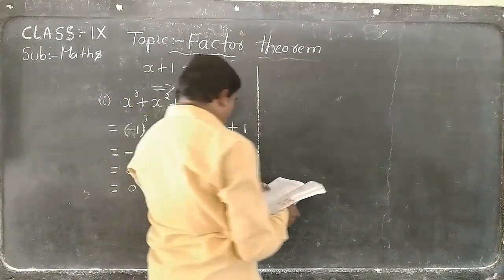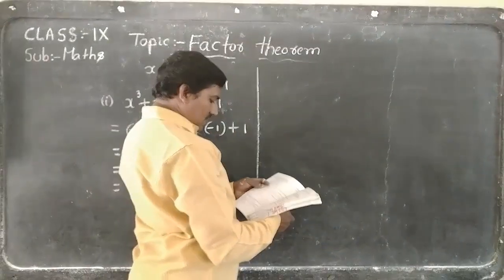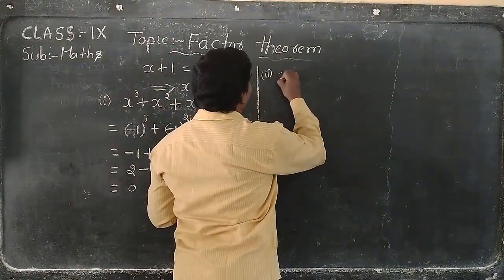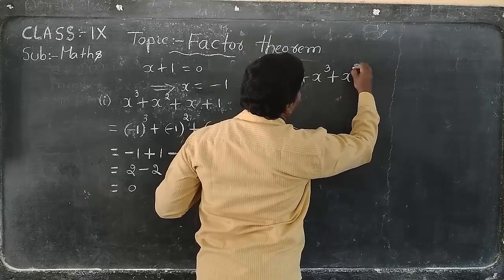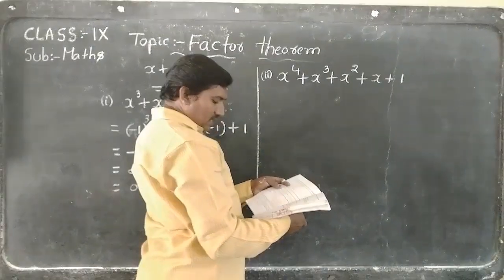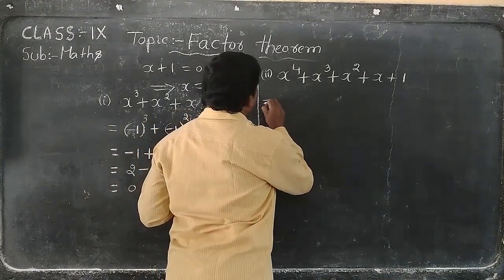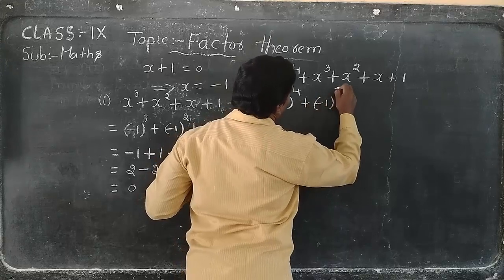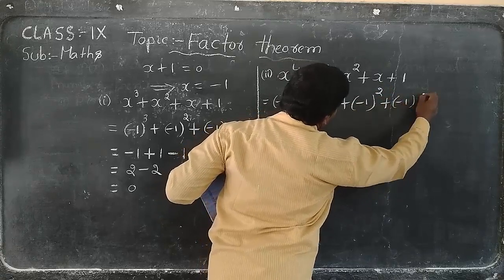Like that only. If any number other than 0 comes, then it is not a factor. Next, one more, see here: x power 4 plus x cube plus x square plus x plus 1. Substitute x equal to minus 1: minus 1 whole power 4 plus minus 1 whole cube plus minus 1 whole square plus minus 1 plus 1.